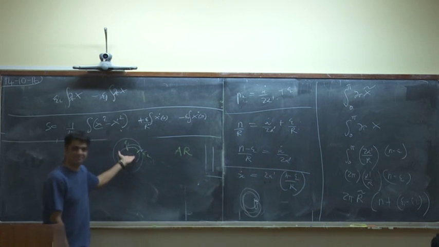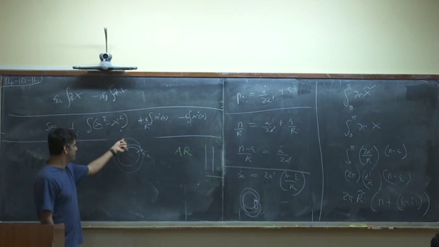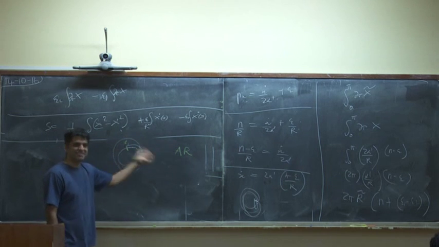Is this clear for this diagram? The ijth string emerges from zeta i and ends at zeta j.